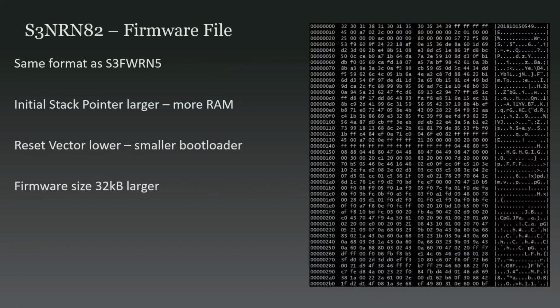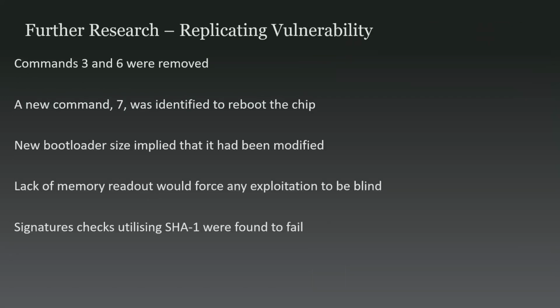The firmware file was found to be almost exactly the same as the FWRN5, at least in formatting, so it had the same metadata signature and firmware payload. However, the reset vector of the firmware, which was found at the top of it, was much smaller, implying that the bootloader had been modified to be smaller, and the firmware size was 32 kilobytes larger, which was corroborated with what was on the datasheets on Samsung's website.